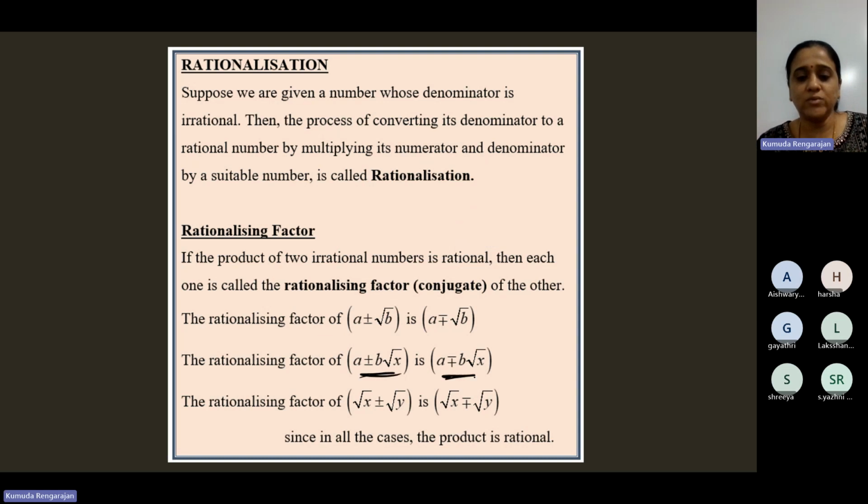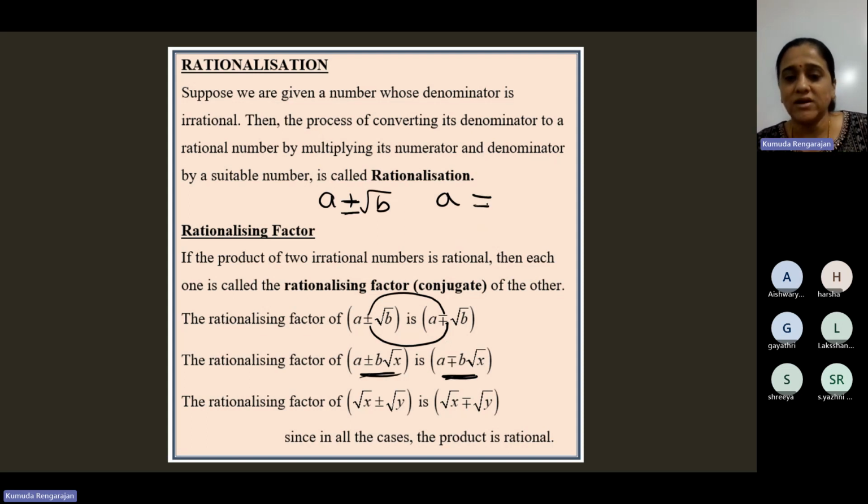Now, how do you read this? The rationalizing factor of a plus or minus root b is a minus or plus root b. If it's plus, it will be minus; if it's minus, it will be plus.